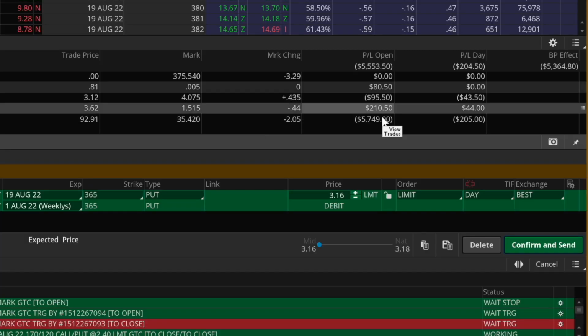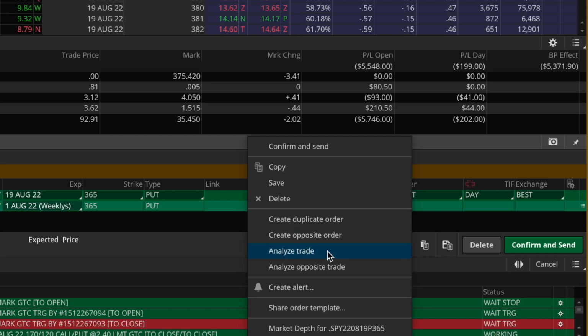And so now before I go ahead and send in this order, let's also put it onto the Analyze tab so we can see the risk profile. So I'm going to right click on this order here and go to Analyze Trade.